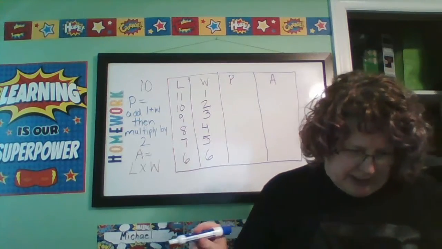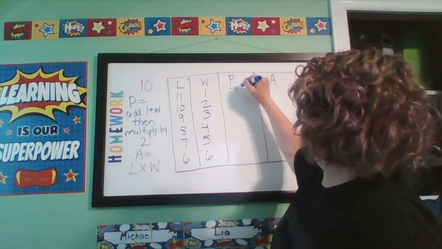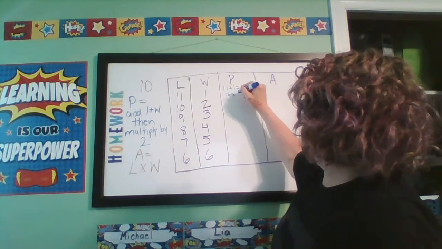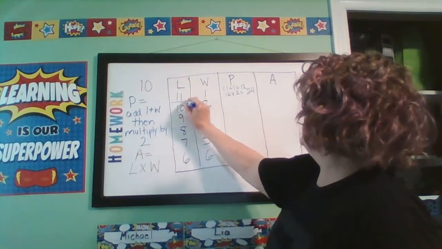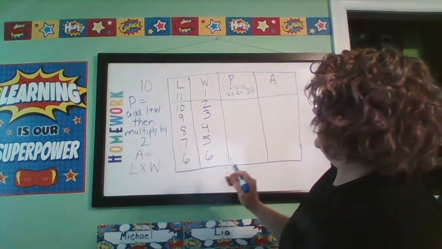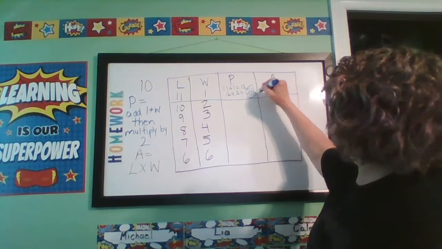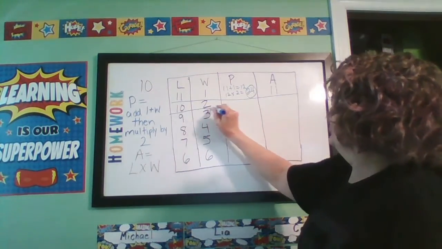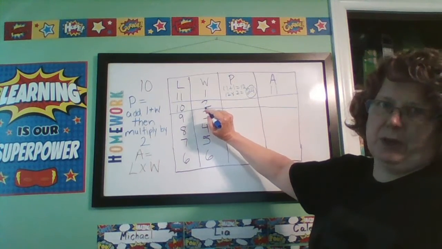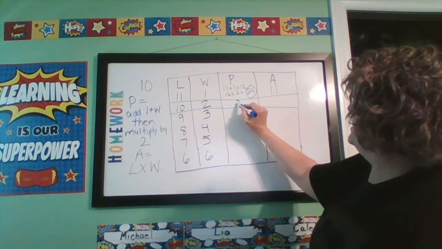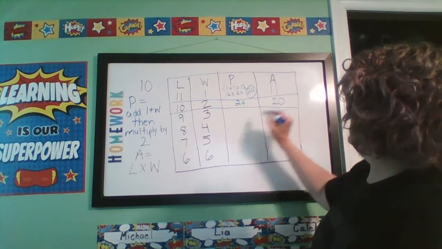So 11 plus 1 is 12, and 12 times 2 is 24. So our perimeter of this first one would be 24. Our area is 11 times 1, which is 11. All right, the next one. 10 plus 2 is 12. 12 times 2 is 24. 10 times 2 for the area is 20.